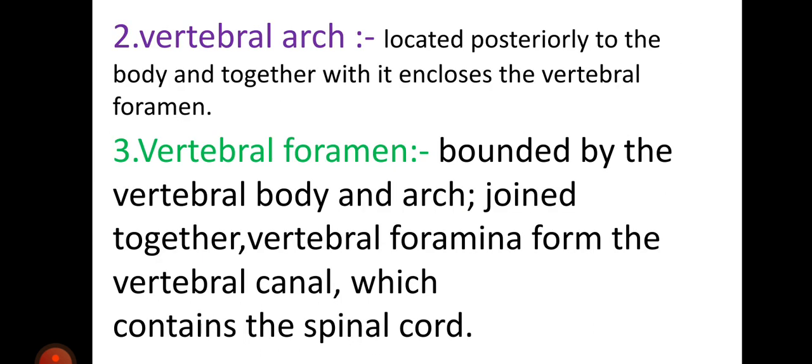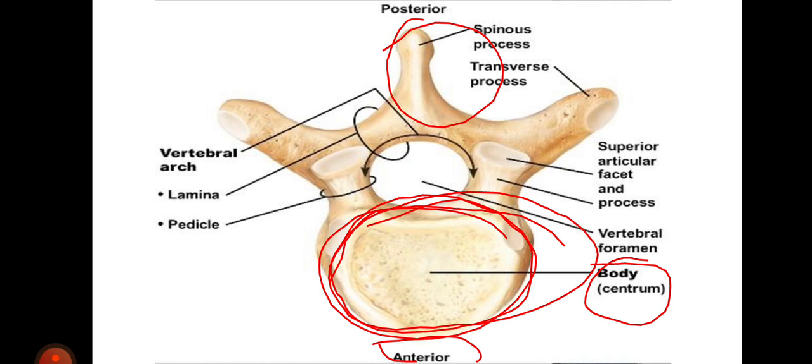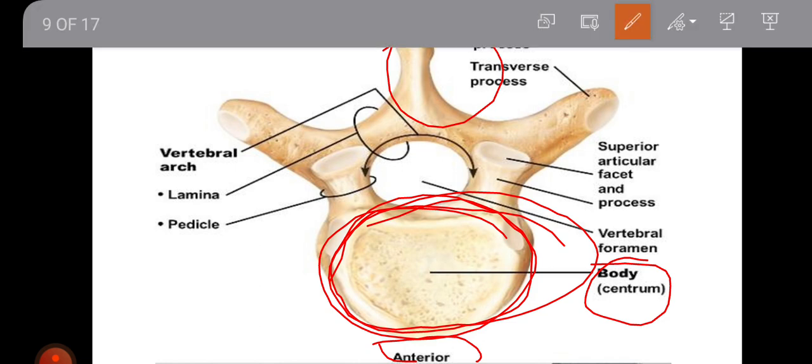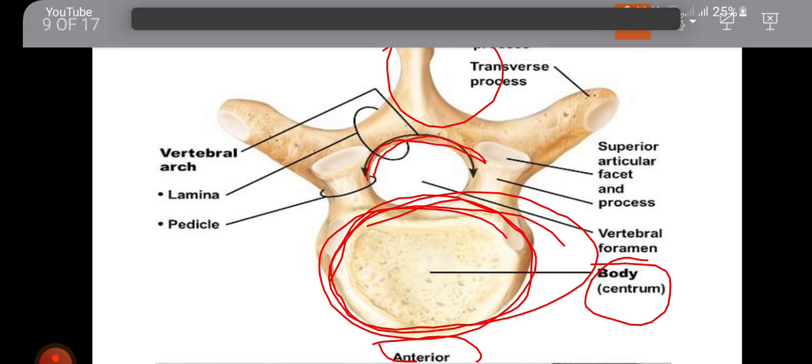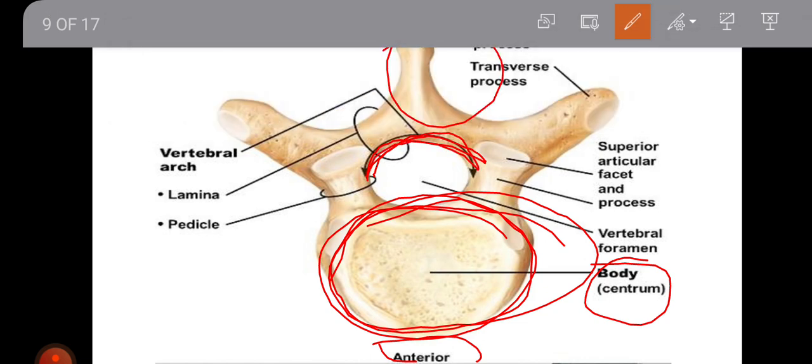Then second is the vertebral arch, which is located posteriorly to the body and together with it encloses the vertebral foramen. In this image you will see this part is the vertebral arch. This is the anterior part and this is the posterior part, and this vertebral arch is posterior to the body.